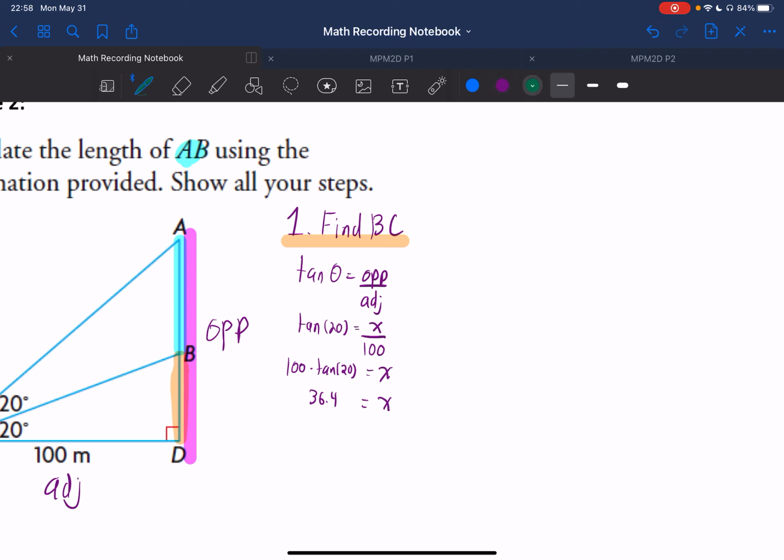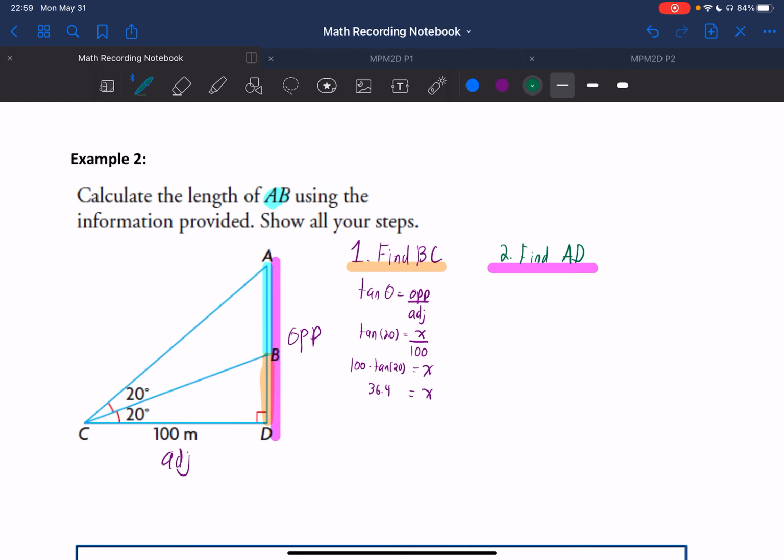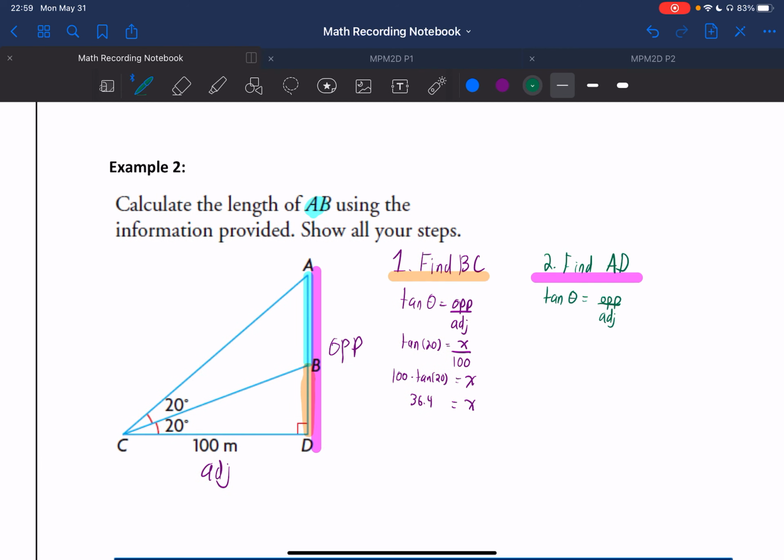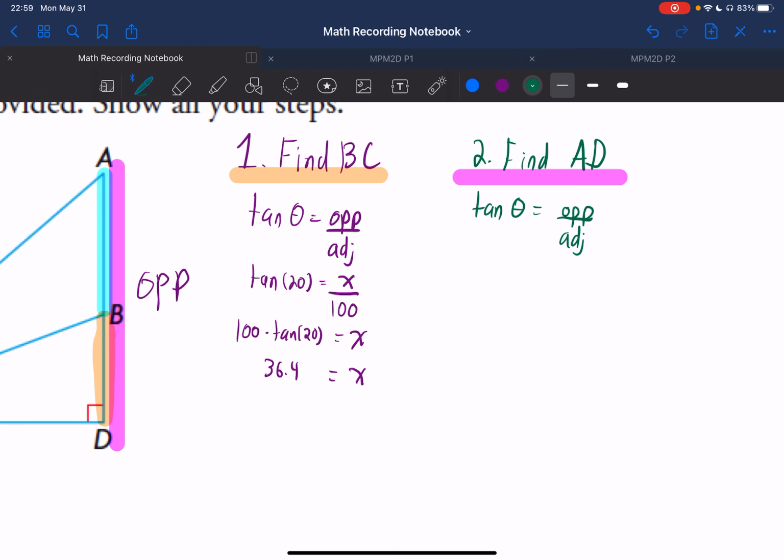The next one we want to find is that pink part, pinkish purple. We want to find that AD. And I'm going to underline that in the purple color so we can know which one we're looking for now. And this time, we're still going to use tan because it's still adjacent and opposite. But instead of having our angle be 20, we need to find out what the total angle is between this 20 and 20. So we want this entirety here, which is 20 plus 20, which gives us an angle of 40. So we're going to now input our information in.